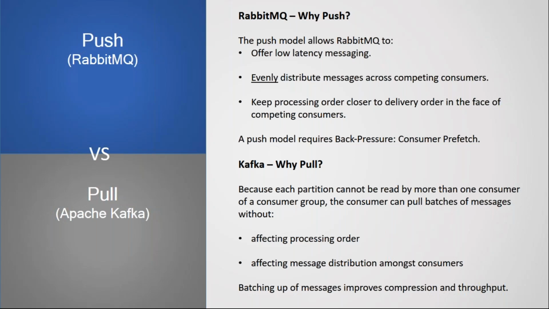And also, if we do large batches with competing consumers, then the processing order doesn't really match the FIFO queue order. But with a push model, we need back pressure so that consumers don't get overwhelmed. And RabbitMQ provides the consumer prefetch, which limits the number of unacknowledged messages in flight at any given time. Whereas with Kafka, because we have no competing consumers, one consumer per partition, we can quite easily pull in large batches without worrying about distribution and without worrying about processing order. So that's why Kafka goes for pull and Rabbit goes for push.